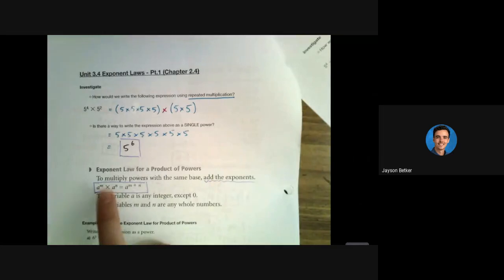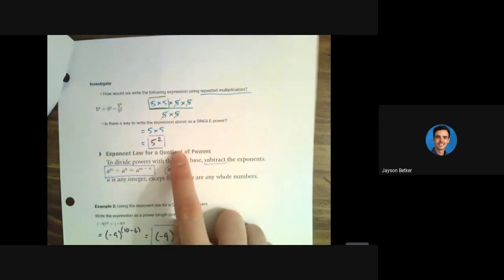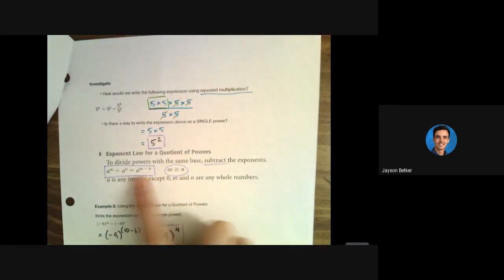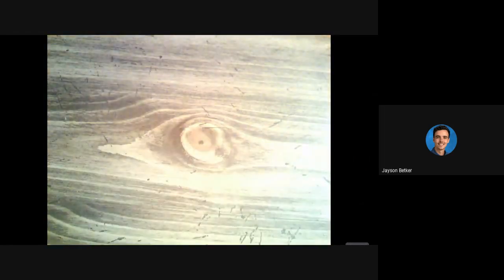Exponent laws number 2. Let's take a look at what we did in the last lesson just to remind ourselves. We discussed exponent laws part 1, where we did the exponent law for the product of powers, and then the exponent law for the quotient of powers. Remember, quotient is just a fancy math word for division. If it was a to the m divided by a to the n, it was a to the m minus n. And if it was a to the m times a to the n, it was a to the m plus n. So we'll be building off of that a little bit today.